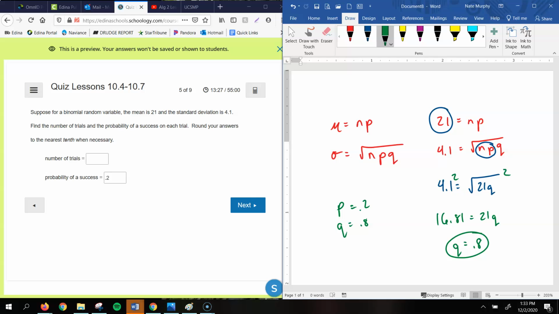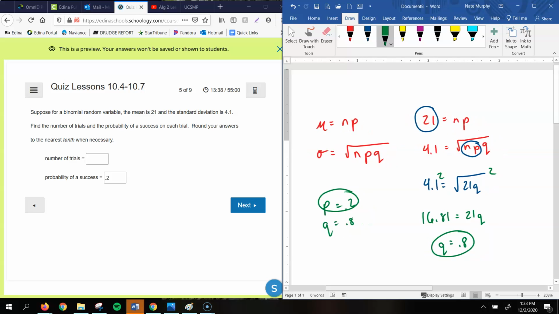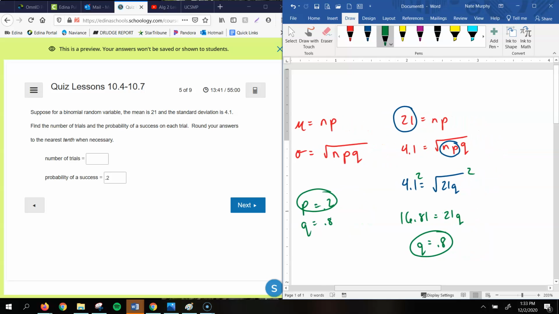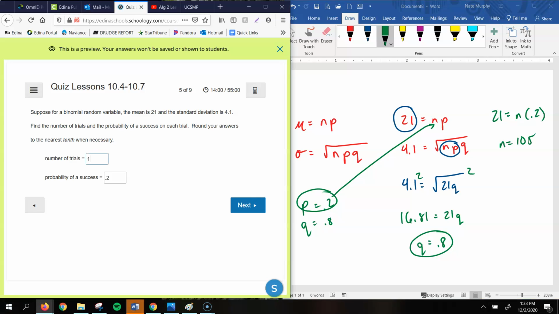So to find out what n is, well, now we have enough information. The fact that my value for p is 0.2, we have enough information then to be able to figure out what n is, because, let me scroll over here, we can put what p is in that other equation. So we'd say 21 equals n times 0.2. So if I take 21 divided by 0.2, that'll give me 105. So there are 105 items in this, or the number of trials would be the value for n. So that's how you do number 5.